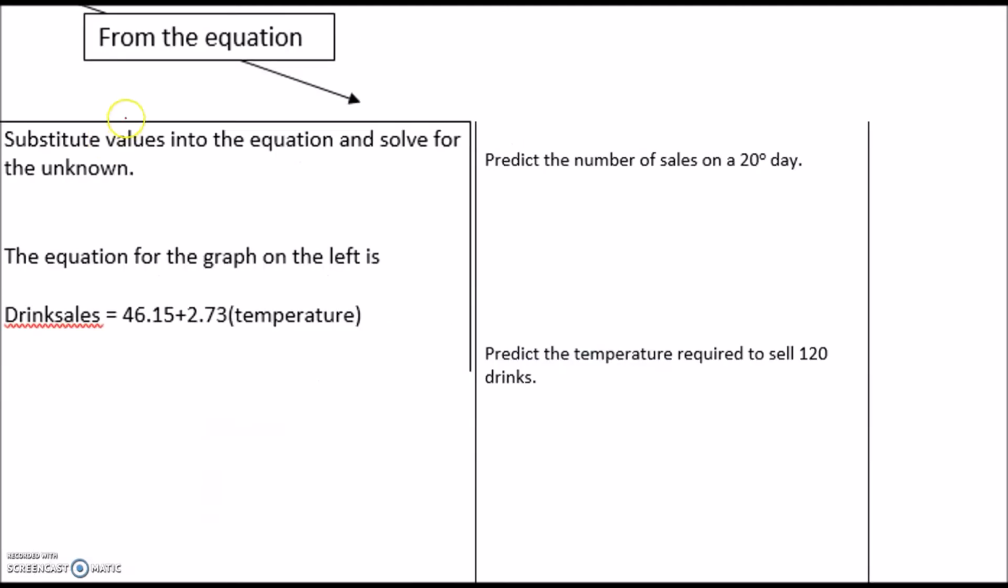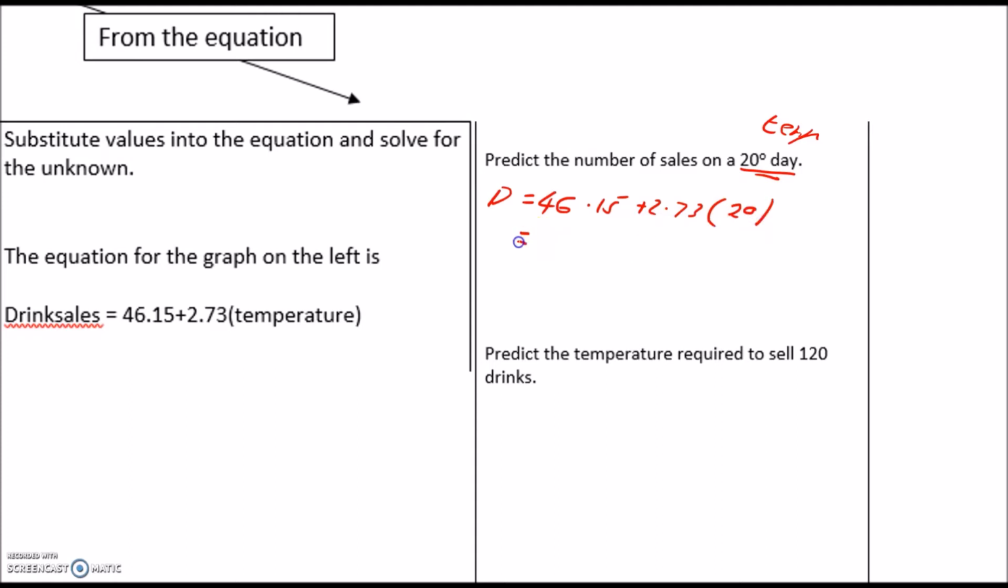So from the equation, we substitute the values into it. I've already found the regression line for that data, and it's drink sales equals 46.15 plus 2.73 by temperature. Predict the number of sales on a 20-degree day. So your 20-degree day is your temp, so you change temperature to 20. For the first one, I'm just going to call it D for drink sales, D equals 46.15 plus 2.73 by 20.